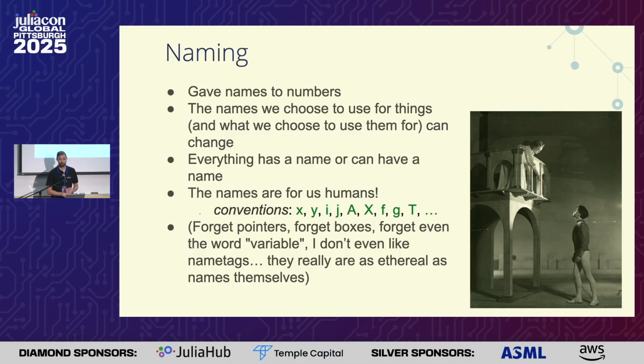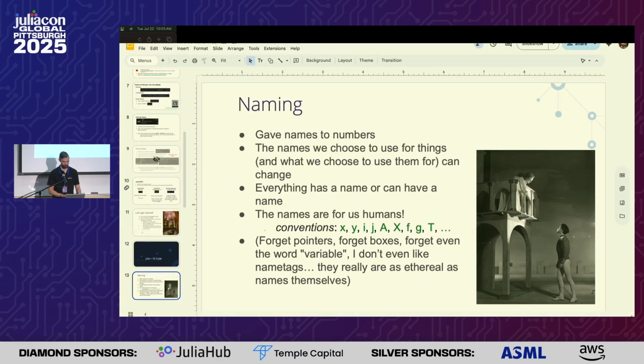You'll often see capital single letters for matrices. f's and g's are often functions. Capital T is often a type stand-in. There's nothing special about the names that we use. You can always change them. Okay, that's good enough for now.